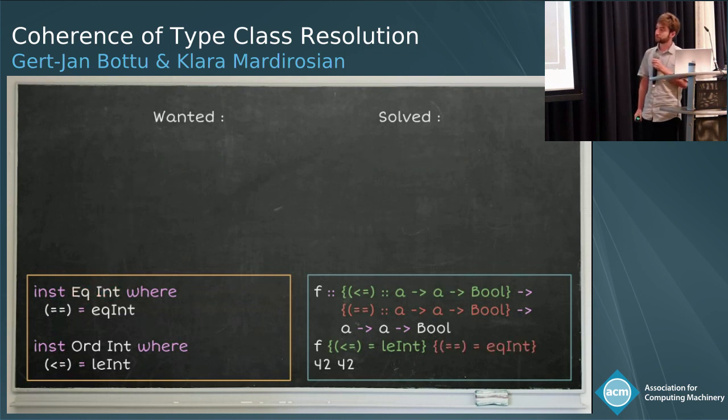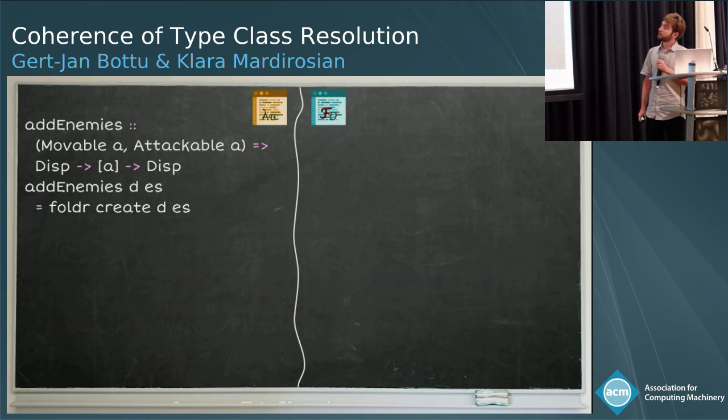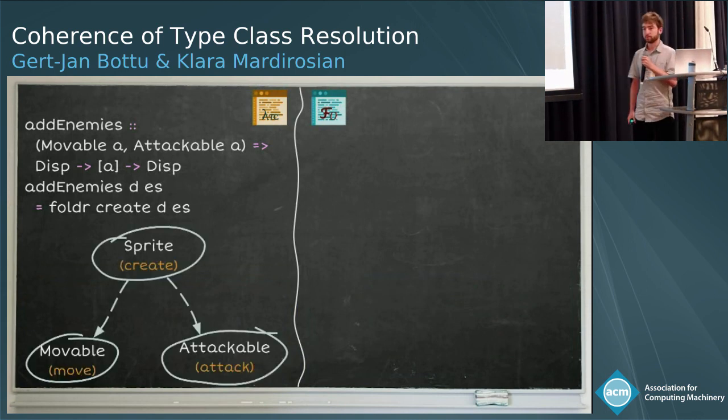Okay, wait. So can we do this for my add enemies function, see how things work out? Right, let's go for it. So here is the function. Let me also bring back my diagram. So you said we flatten out the superclasses.